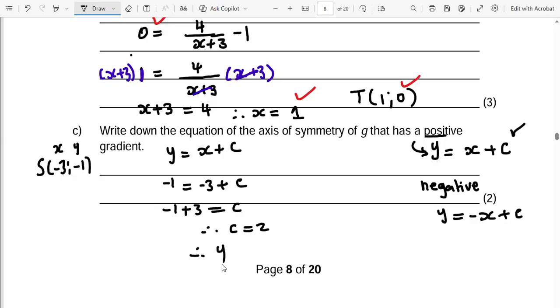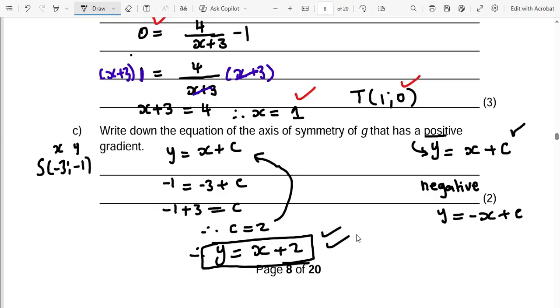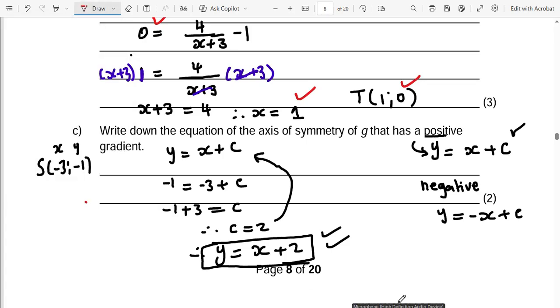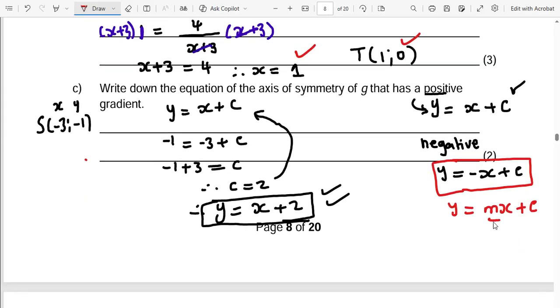So therefore, the equation of the axis of symmetry will be, we substitute back that c on that equation, y equals x plus 2. So this is the final answer. And this is just 2 marks. So just get 2 marks for this question. Please don't forget, if they are looking for a negative axis of symmetry, then you can just use this one. Remember it's y is equal to mx plus c, but it has the gradient of 1. The axis of symmetry has the gradient of 1.